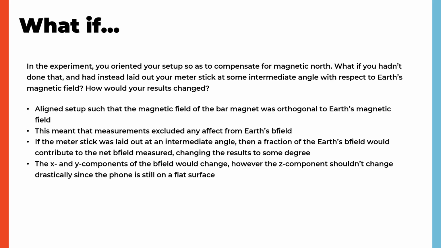By aligning the magnetometer chip with Earth's magnetic north, we could separate the effects of the Earth's magnetic field from the effects of the bar magnet's magnetic field. And so if we hadn't done that and we had just laid out the meter stick at some intermediate angle, then the x and y components would change because they would include some sort of contribution from the Earth's magnetic field.